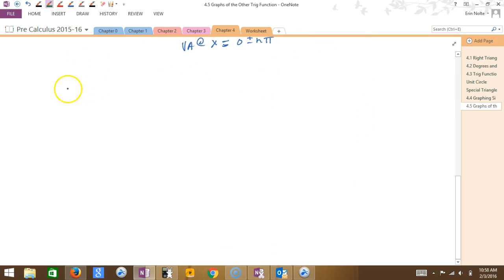Or let's do cosecant first. Remember that cosecant is the reciprocal of sine, so that is actually used in figuring out what the cosecant function looks like. This is kind of an interesting one. Again, we have an amplitude of 1 and a period of 2 pi. So that all stays the same.